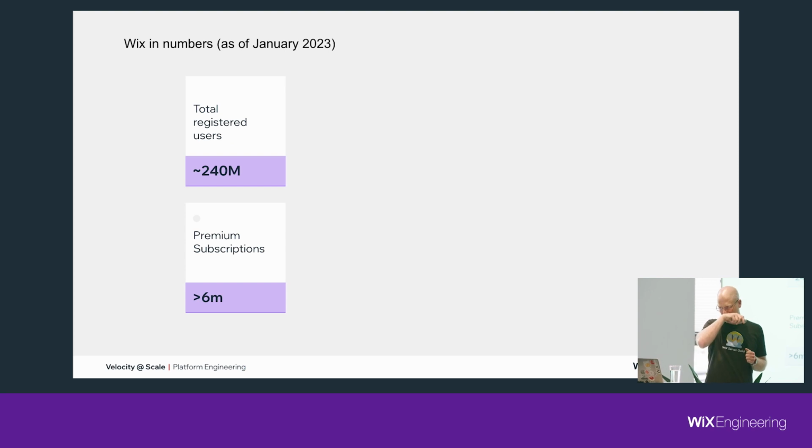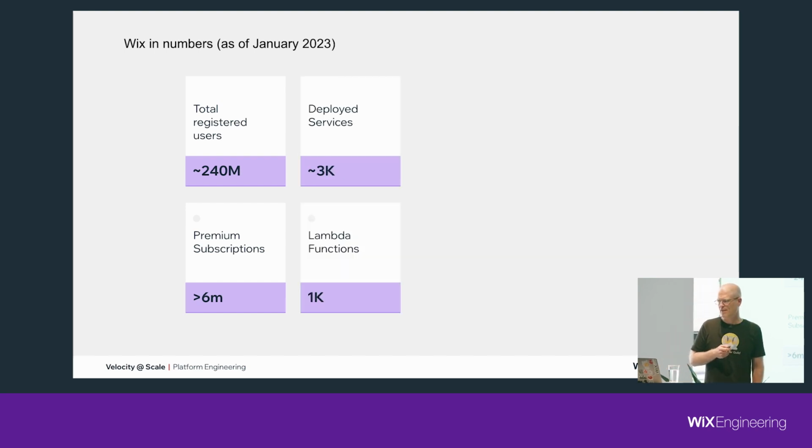And one last slide with numbers: we have 240 million registered users. Out of them, more than 6 million are premium subscriptions. We have more than 3,000 services now deployed in production and around 1,000 Lambda services.